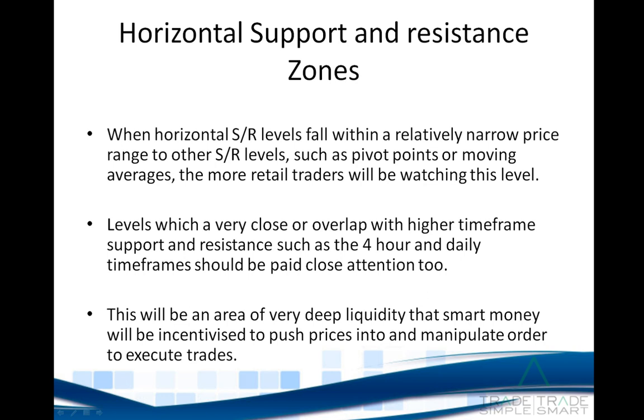So when horizontal support and resistance levels fall within a relatively narrow price range to other support and resistance levels, such as pivot points or moving averages, then more retail traders will be watching this level. And this simply goes back to the different schools of thought and the different technical tools that retail traders use to analyze the financial markets. If we have a confluence of different technical levels falling within a relatively narrow price range, then the result of this is more retail traders will be placing pending orders in and around the level and also looking for breakout opportunities.